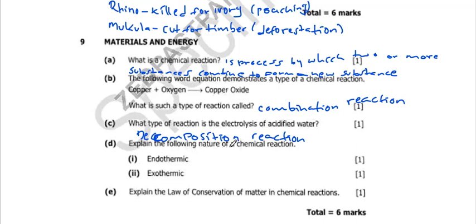And D, explain the following nature of chemical reaction: 1, endothermic. So we've got two types of reactions. We've got endothermic and exothermic. Endothermic reactions absorb energy or heat as they take place, whilst exothermic reactions give out energy or heat as they happen. So endothermic reactions are reactions which absorb heat, whilst exothermic reactions are reactions which give out heat.